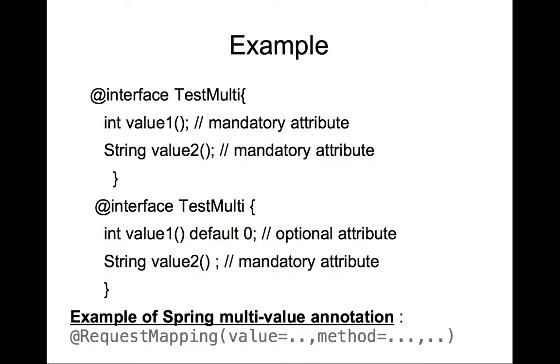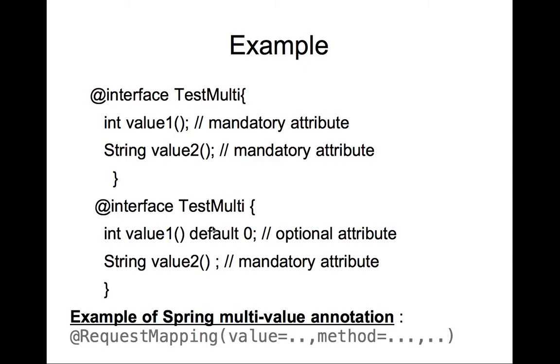So here in this example you can see I have declared an annotation named TestMulti, which has two attributes. Both are mandatory. One is integer type whose name is value1, and the second one is value2, which is a string type. Here you can see the difference between single value and multi-value. In single value the attribute name has to be value, but here the attribute name can be anything. As I said, it is going to be a valid Java identifier.